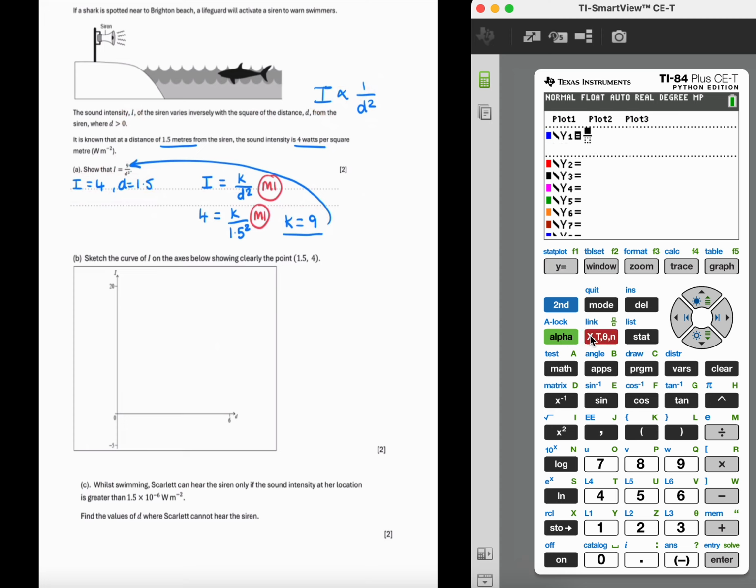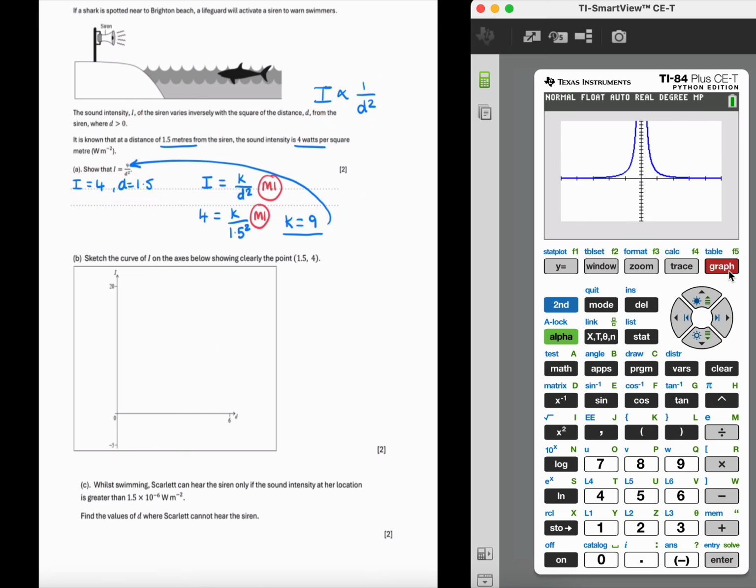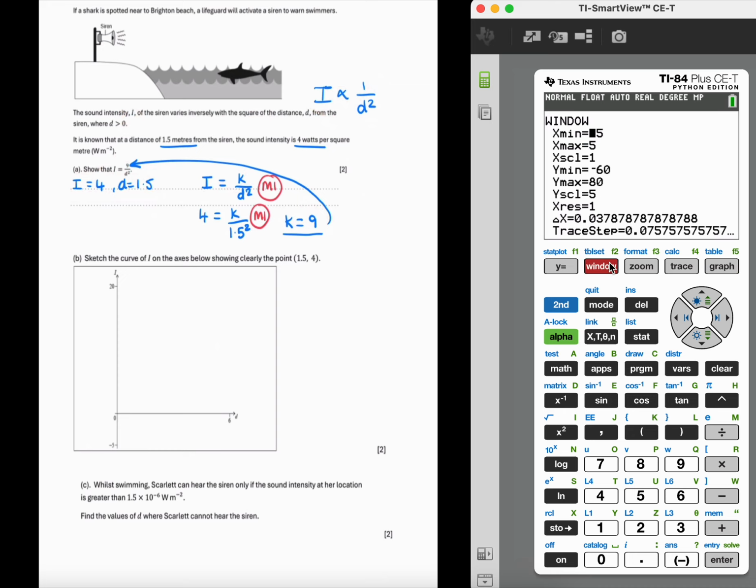So I'm going to add in a fraction, and it's 9 over, and then instead of d squared, I'm going to write x squared because my calculator doesn't know d. And I have this kind of function. I probably should change it so that it goes from 0 to 6 and from -5 to 20. Instead of 0, I'm going to go from -1, because if not, the axis can actually disappear. So the x is from 0 to 6, and the y-axis is -5 all the way up to 20.